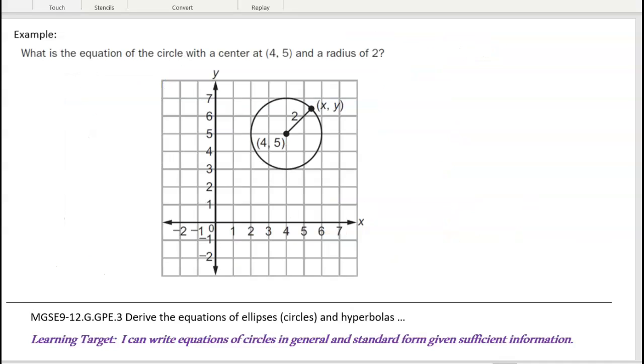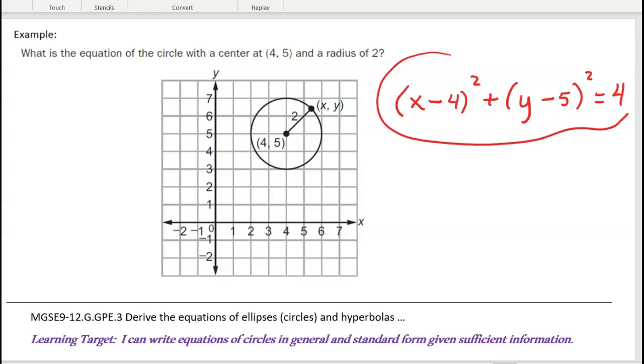So let's do one example. So let's build the equation for this circle. I know the center, I know the radius, I know that XY represents any point on the circle. So the equation will be X minus 4 squared plus Y minus 5 squared equals the radius squared, which is 4, for final answer. Okay, so I do want to draw your attention to, in the equation, the radius is squared.